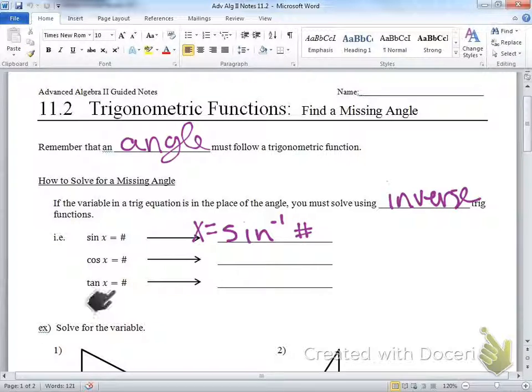All right, same thing here. If you have cosine of a variable equals some fraction here, you're going to find x by doing the inverse cosine of that fraction. Same thing down here. X is going to equal the inverse tangent of the number.